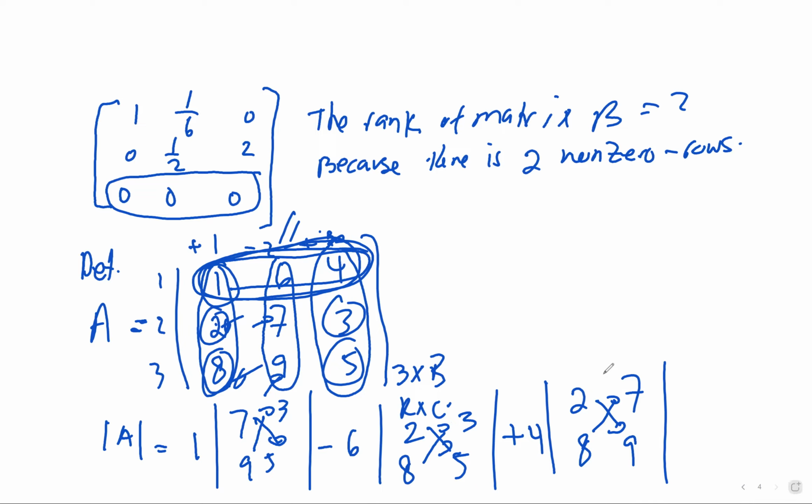So let's move to the next page. For the first one, we had 1 times 7, 3, 9, and 5. That's 7 times 5 minus 9 times 3. That's the first one. Then we have minus 6, and then we had 2, 3, 8, and 5. Therefore, 2 times 5.